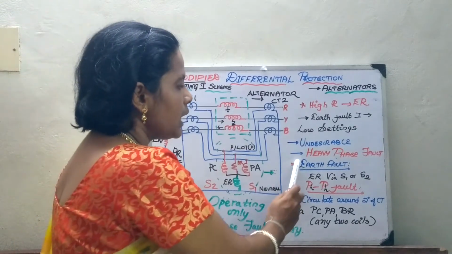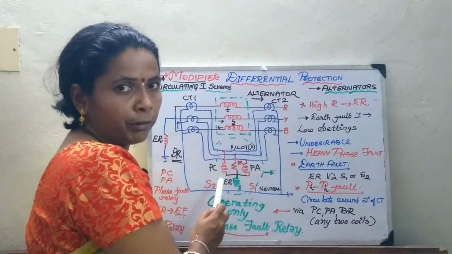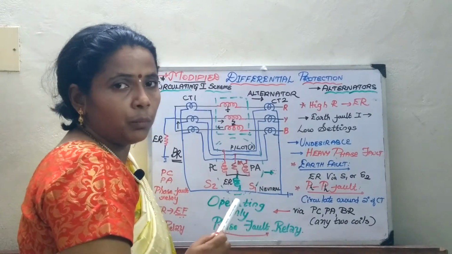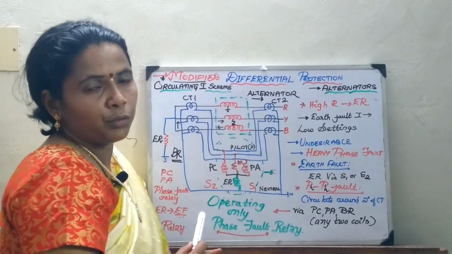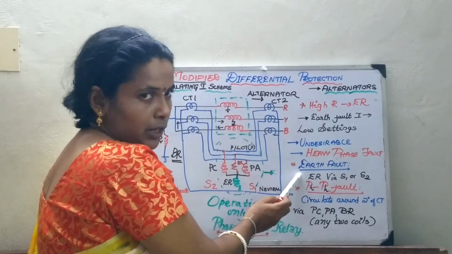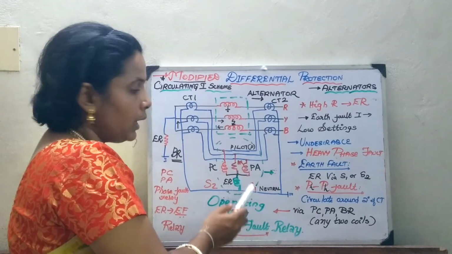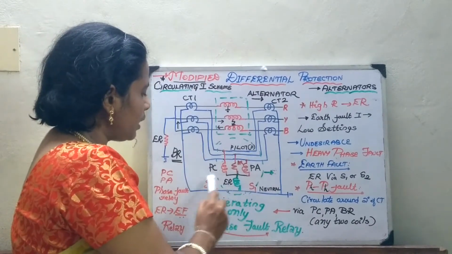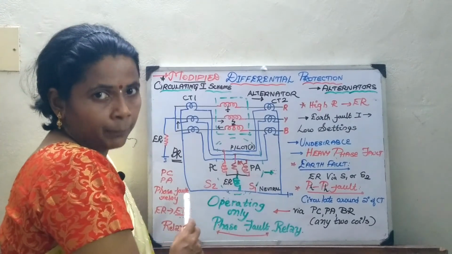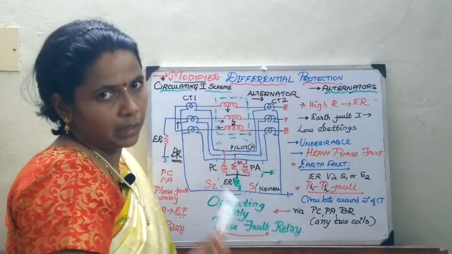Now let us consider the 2 conditions. After incorporating this modification, we will see how the circuitry works when I consider both the faults. First is the earth fault condition. Whenever an earth fault occurs, the current is going to pass through the earth relay via the cable, either the S1 part or the S2 part, and operate the relay. In this case, it is not going to pass through your phase fault relays.